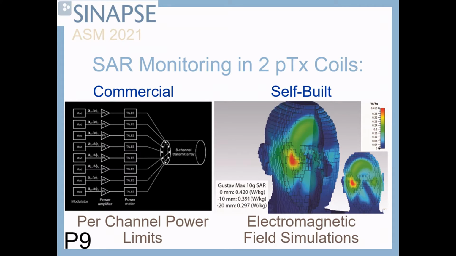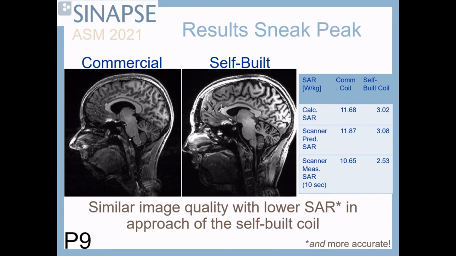The commercial coil manages SAR with hard power limits on each channel. The self-built coil manages SAR using the electromagnetic field simulations done by my colleague Paul Michelini. Both PTX coils produce excellent image quality. The notable difference is the much lower SAR values with the self-built coil. We furthermore assert that these lower SAR values are more accurate since they are derived from the exact coil model. Thanks, and learn more at my poster P9.